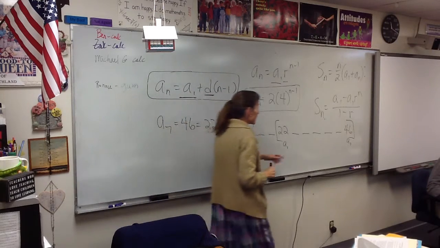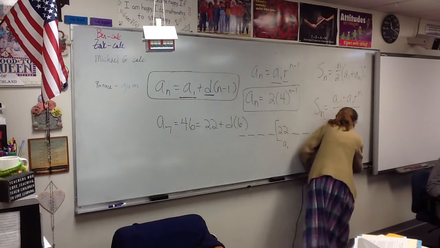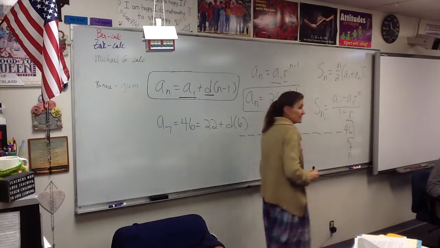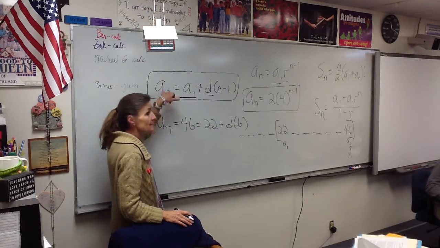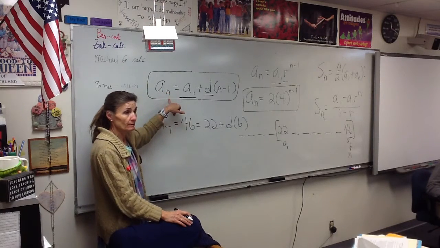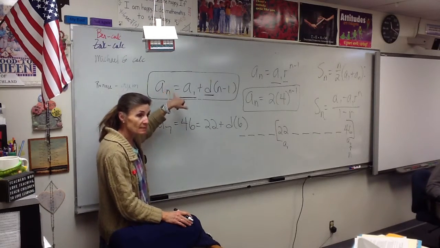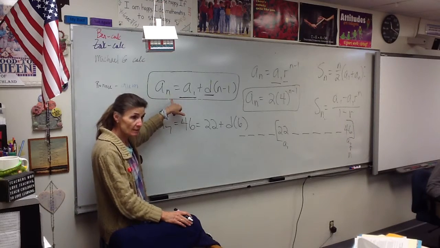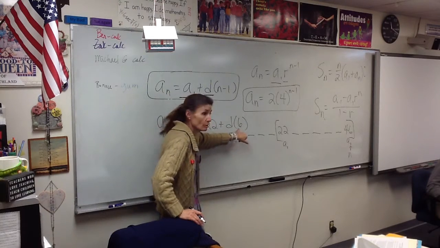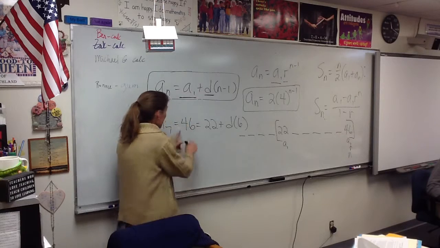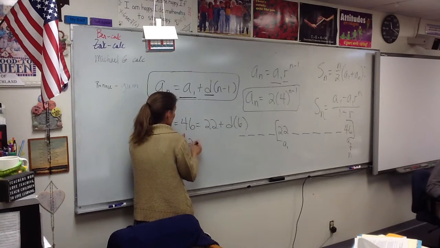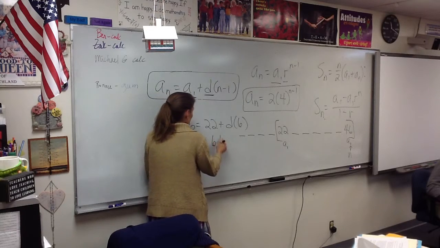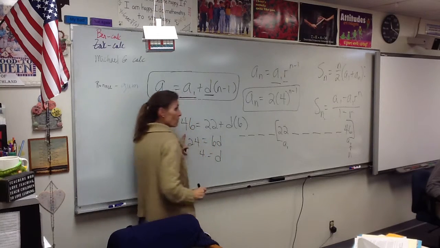Kids, when you say A sub 7, you're saying N is 7. Look at the formula, A sub N. So when you say A sub 7, N is 7. So N minus 1 would be 6. Now, can we solve this? Yes. Subtract 22. I got D equal 4.